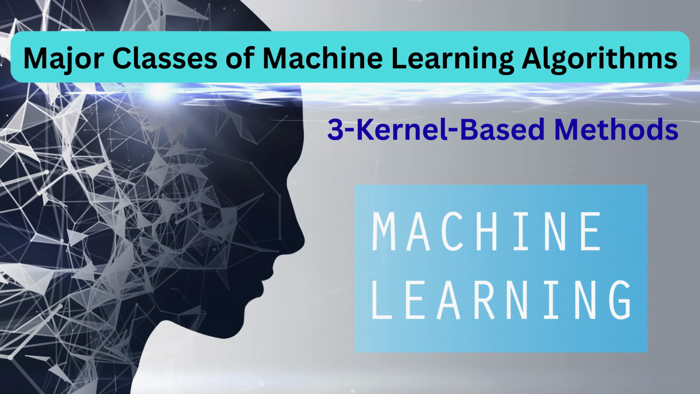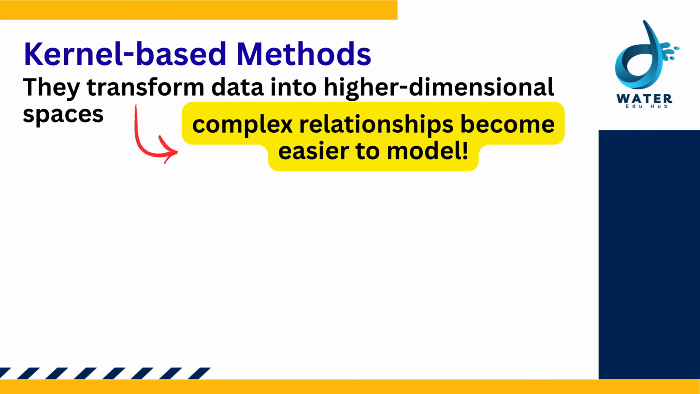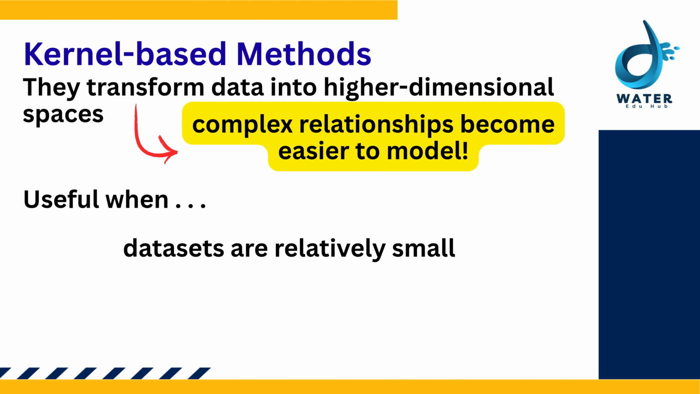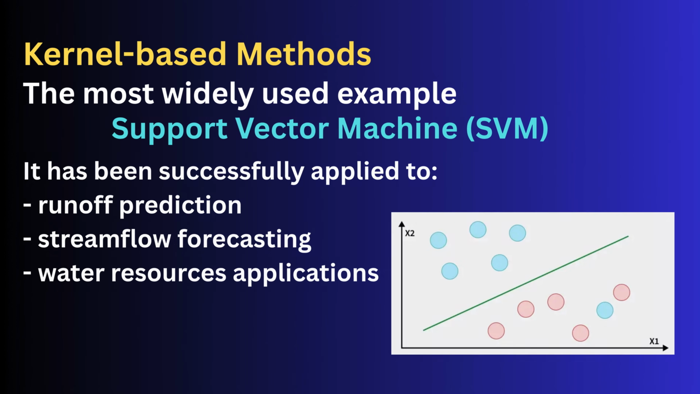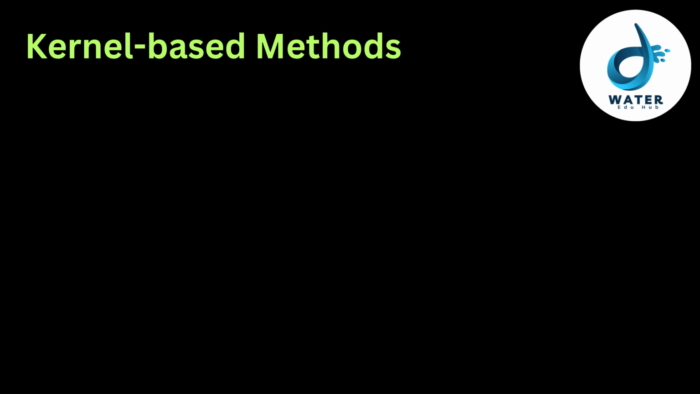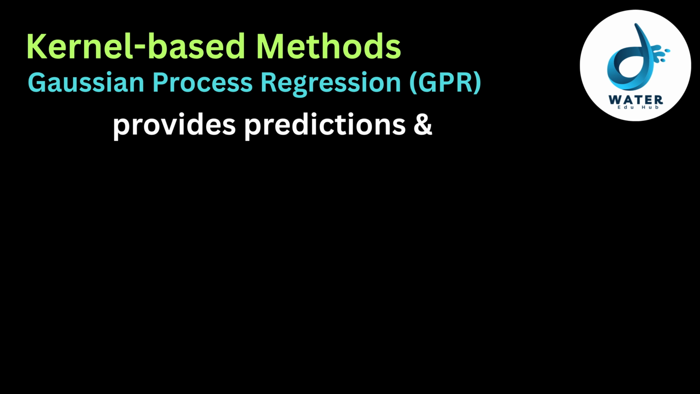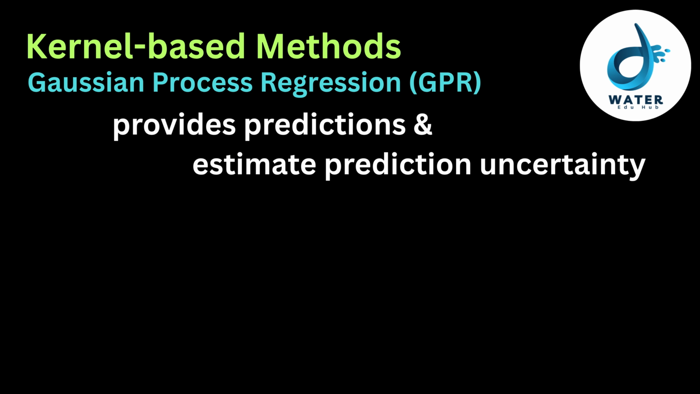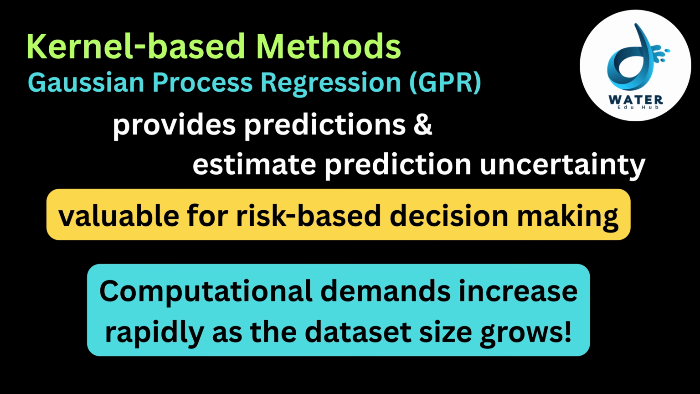Next are kernel-based methods. These algorithms attempt to transform data into higher dimensional spaces where complex relationships become easier to model. These methods are particularly useful when datasets are relatively small, but nonlinear relationships are still important. The most widely used example is the support vector machine, or SVM. Another important method is Gaussian process regression, or GPR. In addition to providing predictions, GPR can estimate prediction uncertainty, which is often valuable for risk-based decision-making. However, computational demands increase rapidly as the dataset size grows.